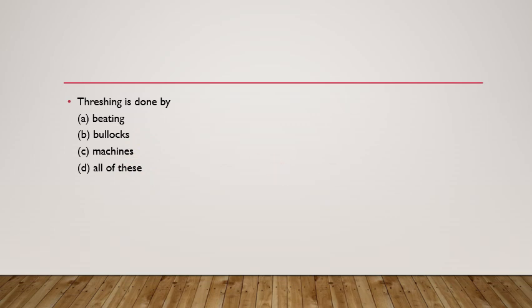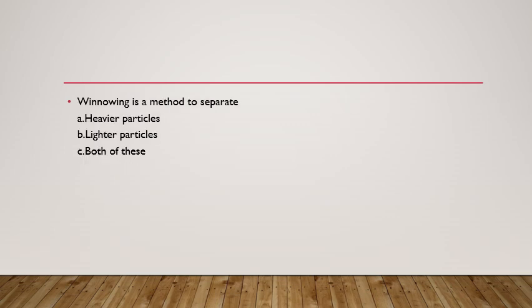Now here is the second question in front of you. Winnowing is a method to separate heavier particles, lighter particles, or both of these. So what is the answer? Now you tell me what is the answer of this question. Yes, both of these.